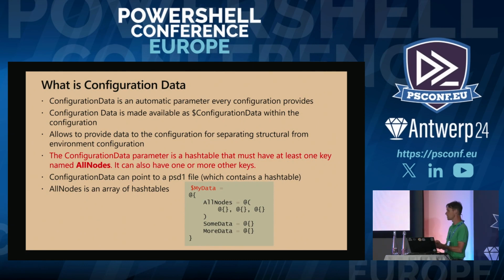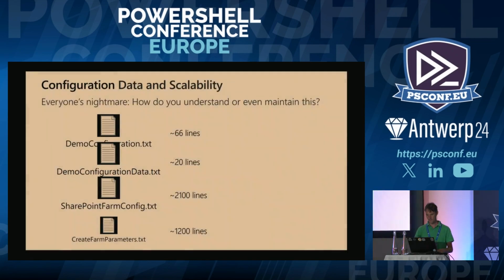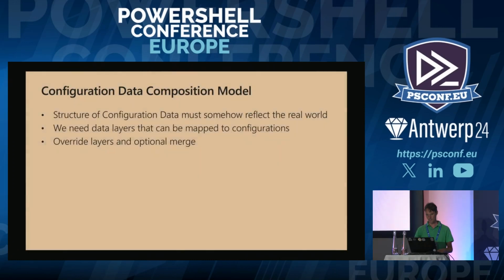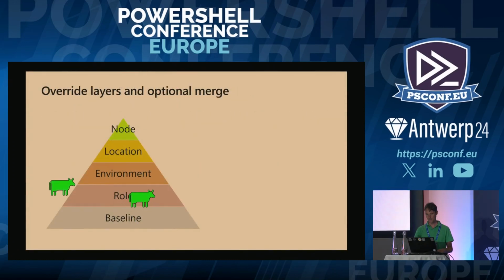So we need an AllNodes property. Still, DSC is coming from the on-prem world. This is why it's called AllNodes. And then we can add as many other keys as we want to. And that's the complexity, right? The hash table pretty quickly grows, and you need some way of separating the data into different areas in different files. And that's the bad example, this is why we need a composition model, right?